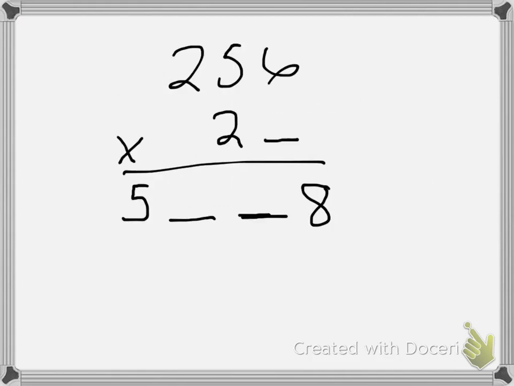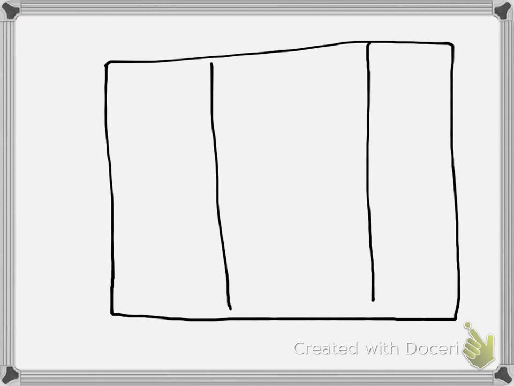Alright, so the number you have is 256 times 2, with the missing number. The missing number is gone, so we just have to figure out what that missing number is. We know it's going to end in an 8, and we know it's going to begin with a 5. So the first thing we're going to do is set up our area model to show this problem.